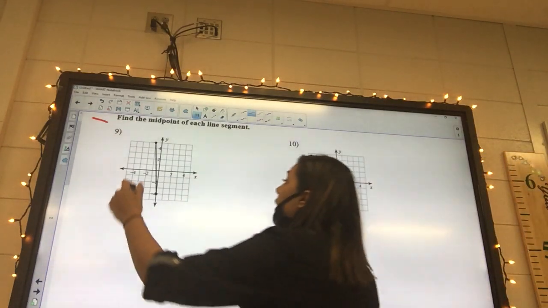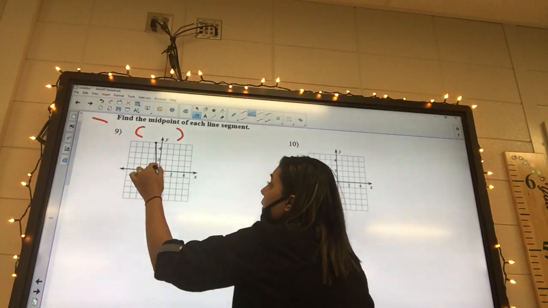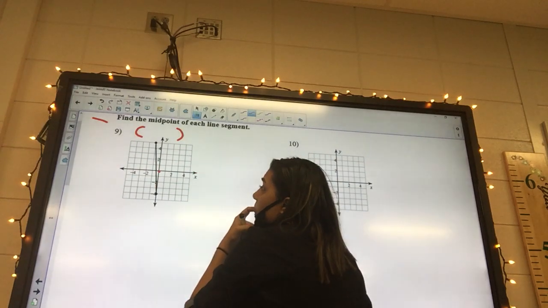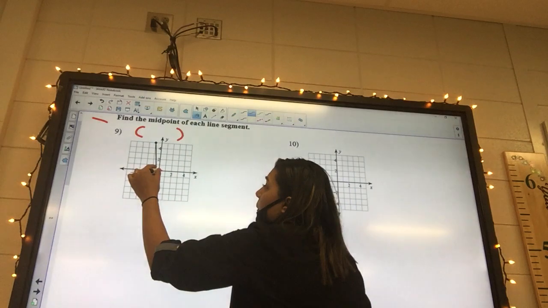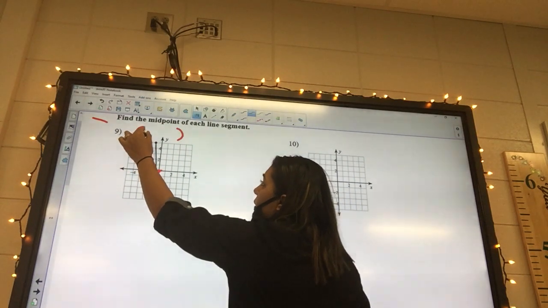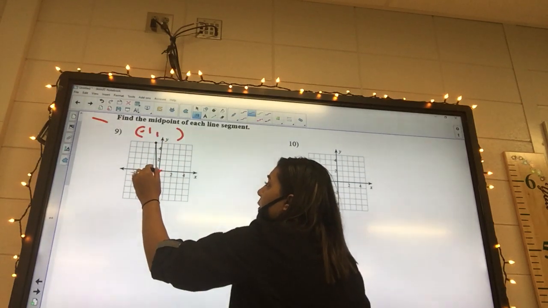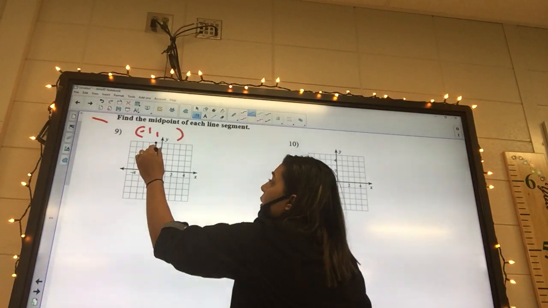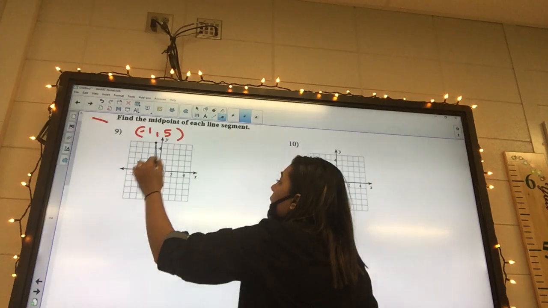So we always start at 0. How am I going to get to this first point? Do I go up and down or left and right first? Left and right. So I'm going back 1, so my x is going to be -1. How do I get to my y from here? Go up 1, 2, 3, 4, 5. So that point is going to be -1, 5.